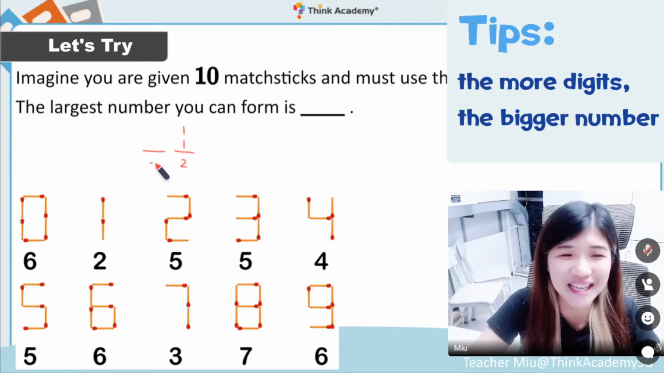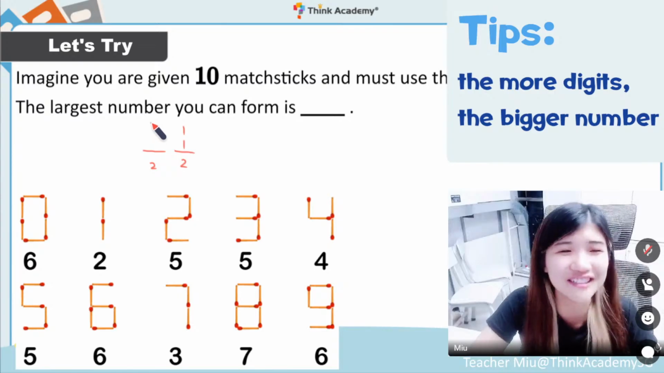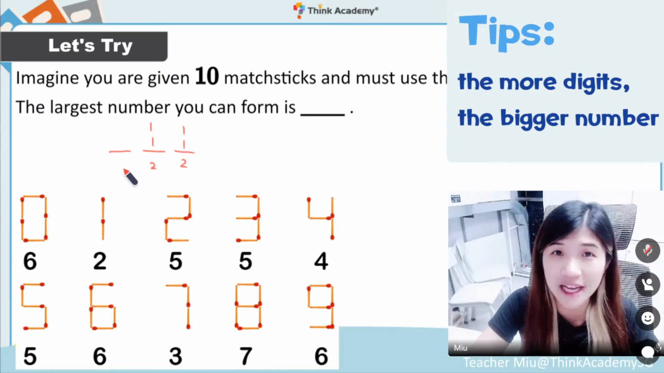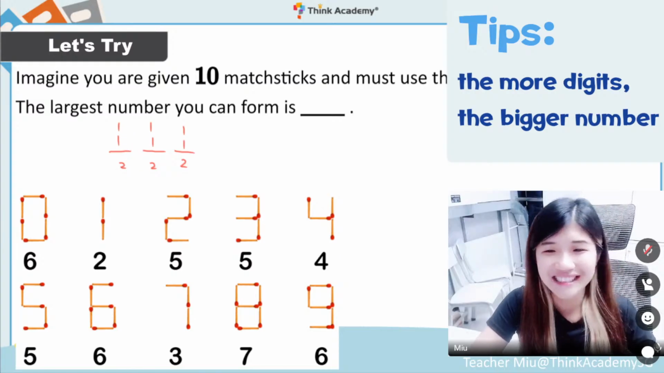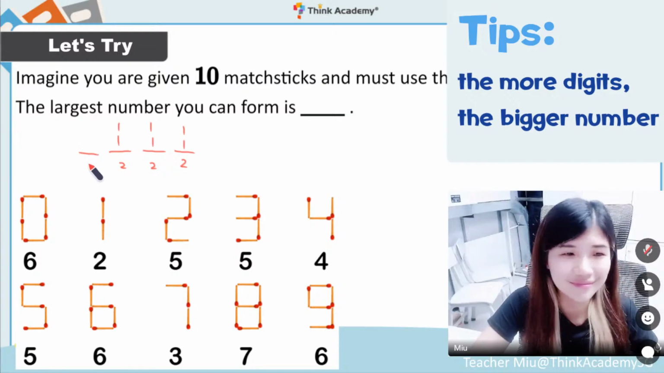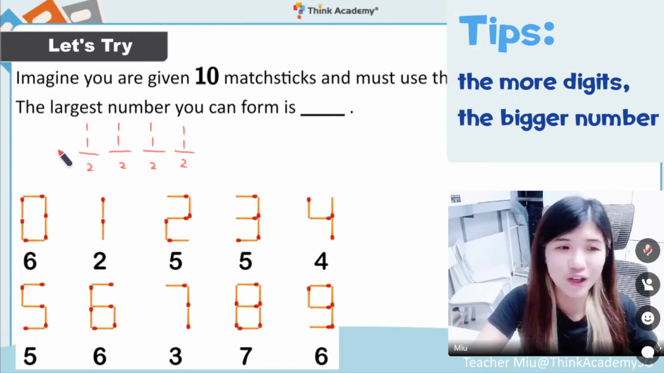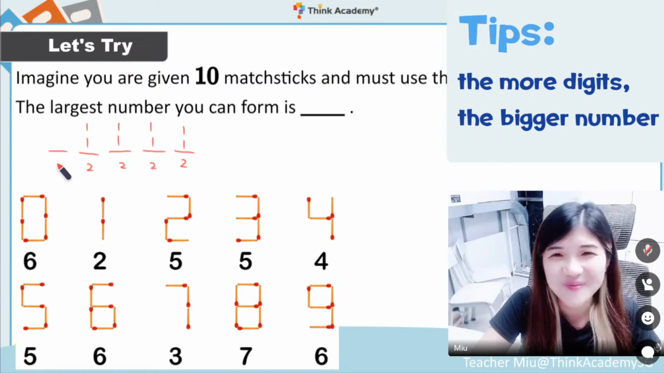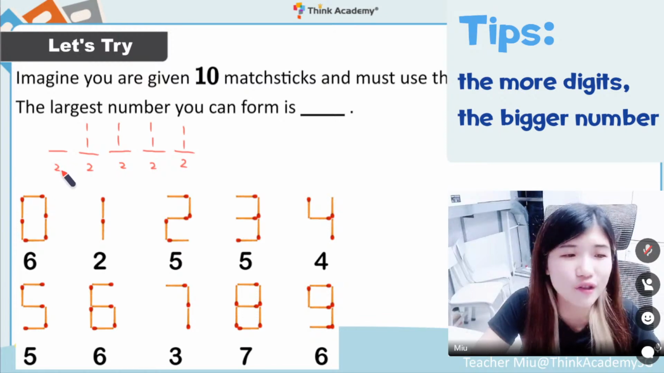Go to the 10th place. You can still use two of those to make another one. And continue. Can you go to the 100th place? Also can. You use two of those to make another one. Can you go to the 1000th place? Of course, you can go to the 1000th place to make another one. Can you go to the 10,000th place? Yes, you still have two left to make another one.